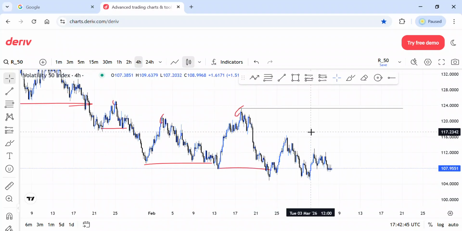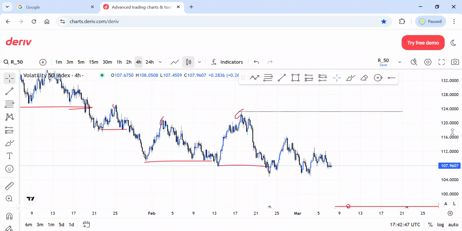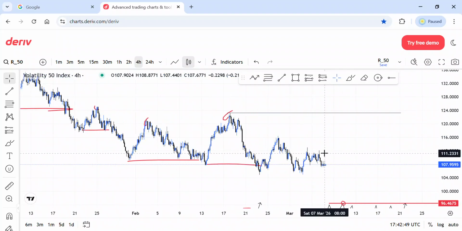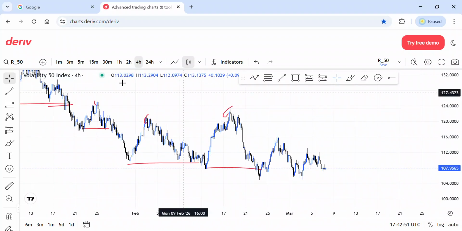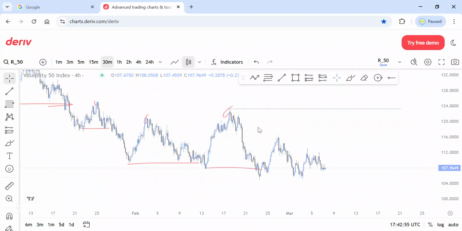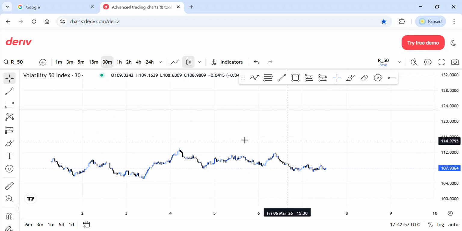So that is it about that. That's on 4 hours, right? So let's go to maybe 30-minute time frame and see what is happening. This is the live chart. This is what is happening currently on the live chart.